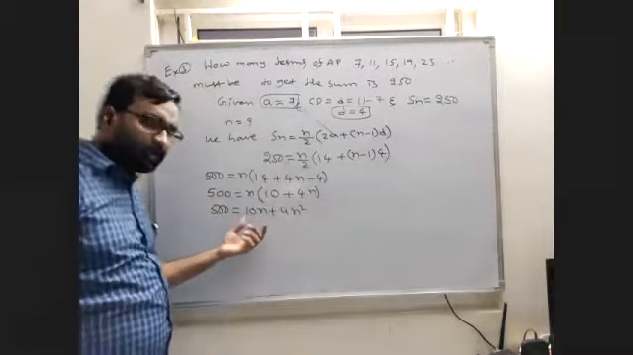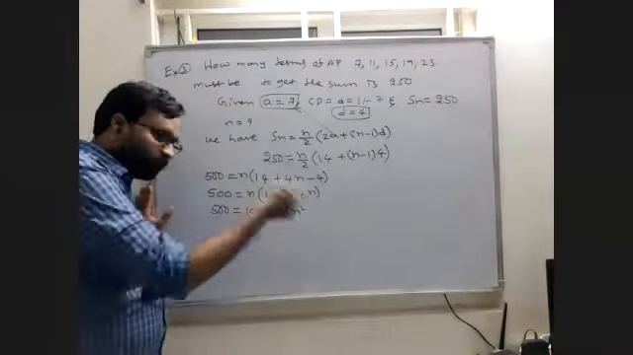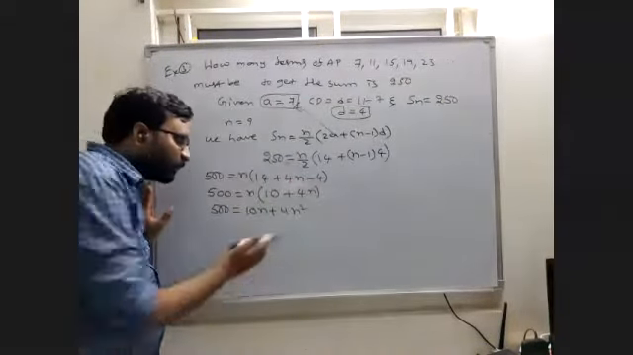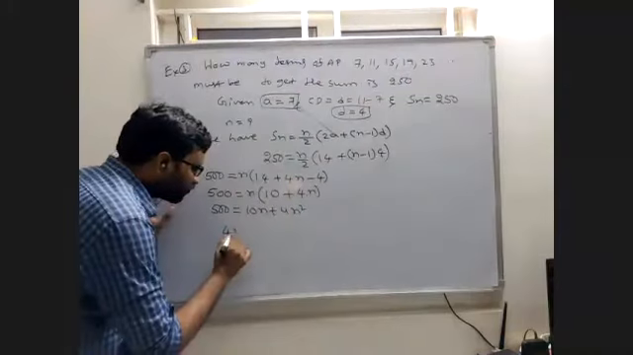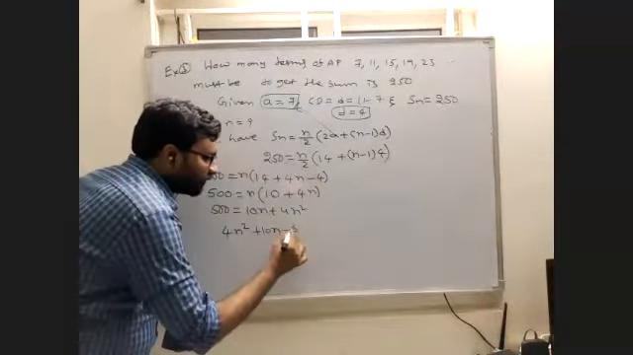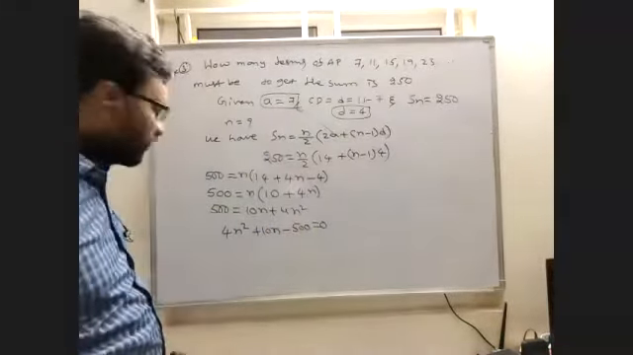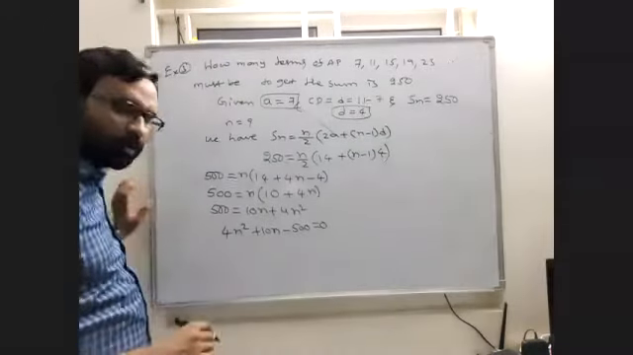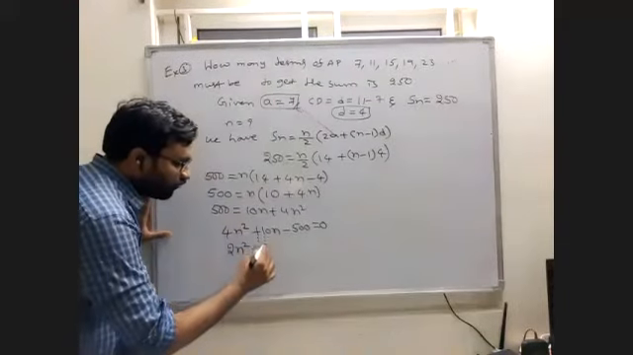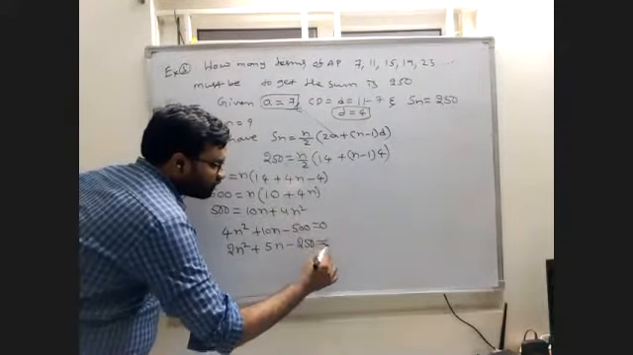Here we can take common, first 2 common. Before that I am taking 500 to that side. This is plus 500, taking that side it will be minus 500, and I am writing the square term first, that is 4n square. Next 10n, then minus 500 is equal to 0. Listen carefully. Now here we can take 2 common: 2 twos are 2n square, 2 fives are 5n, 2 twos are 250 is equal to 0.